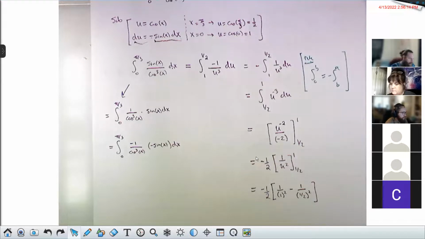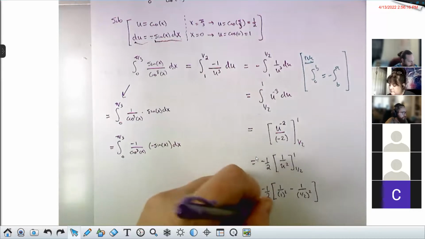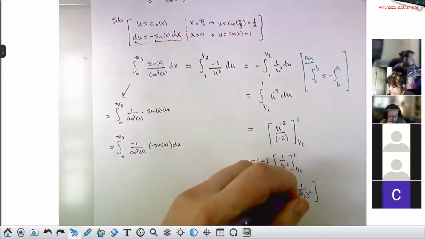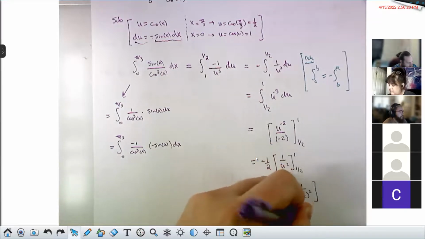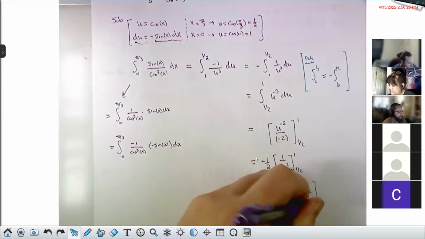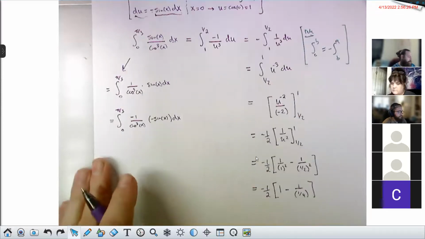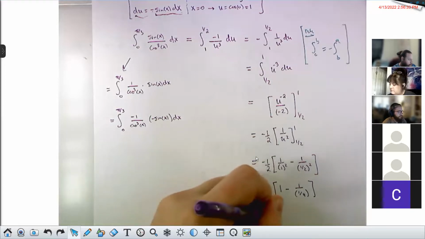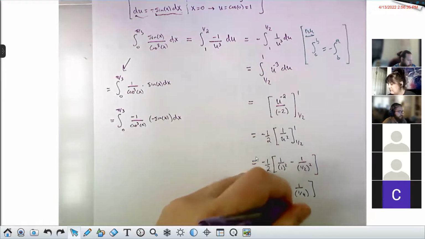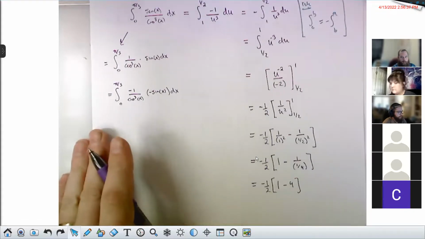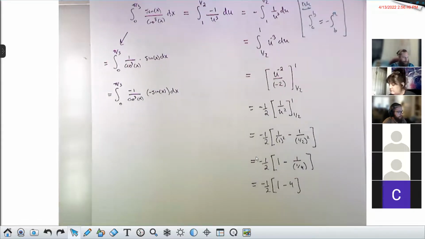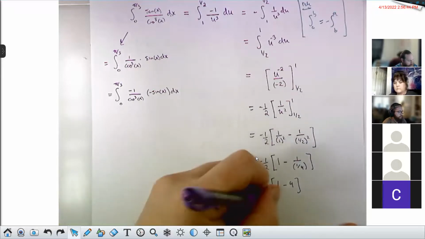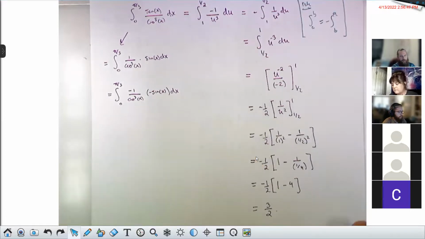One squared is 1, 1/2 squared is 1/4. So this is -1/2 times 1 minus 1 over 1/4. As unsatisfying as that is to write, I will write it for now. 1 divided by 1/4, though, that's 4. One minus 4 is -3. That's -1/2 times -3 is +3/2.